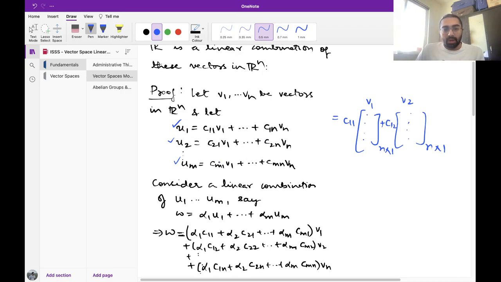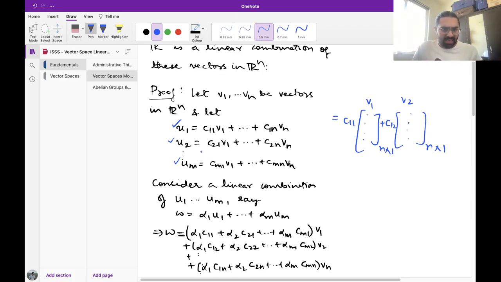Now these vectors u1, u2, up to um are already linear combinations of the vectors v1 to vn, by definition. We say that if a vector is a linear combination of some vectors, then I have some constants c1 and so on, which I can find such that this particular sum turns out to be my given vector.